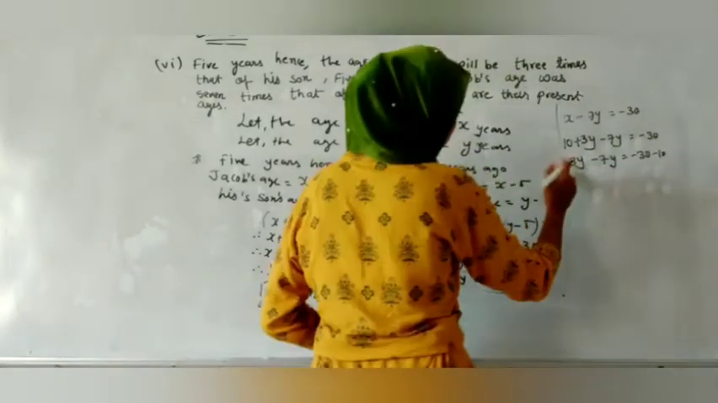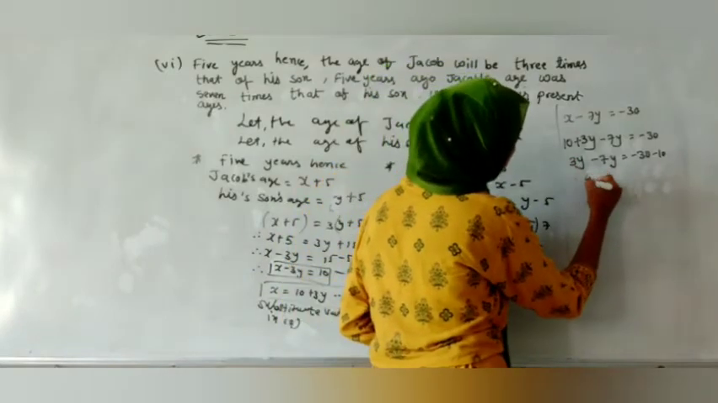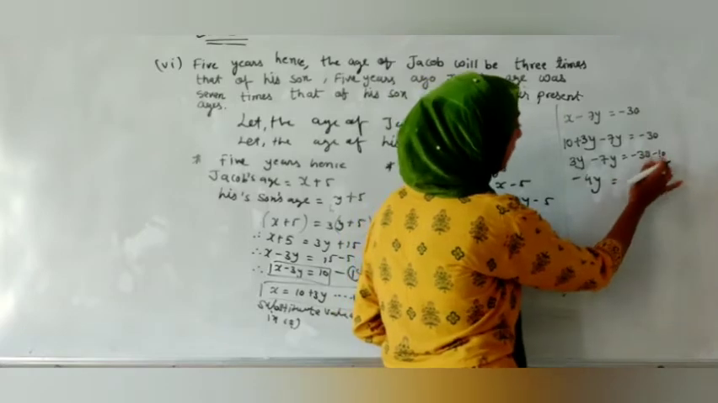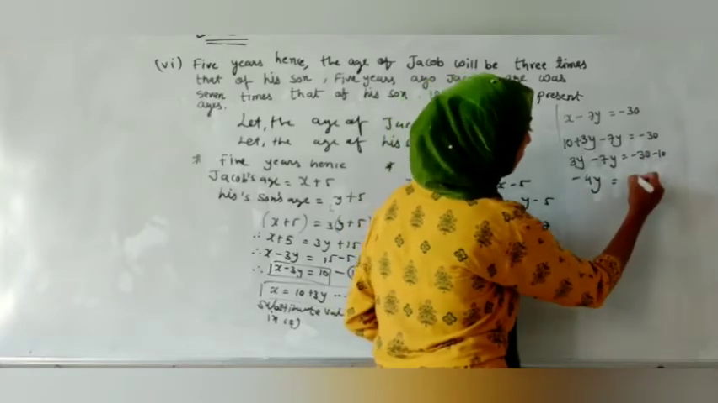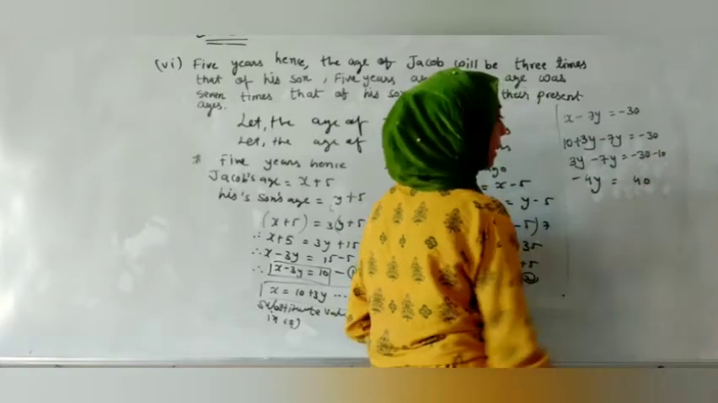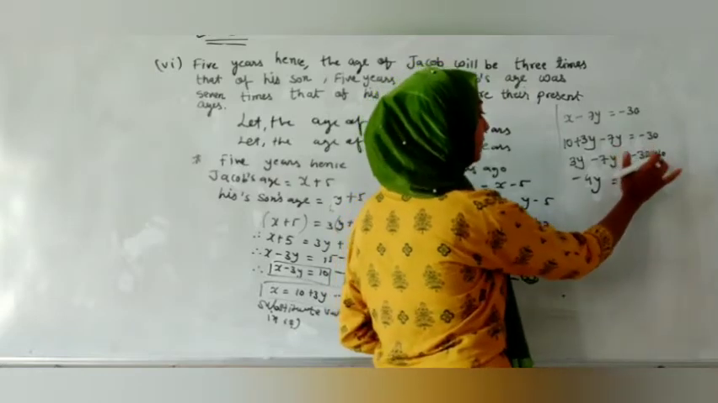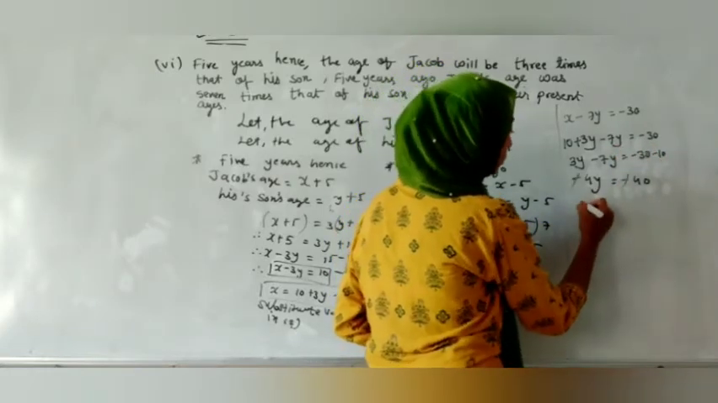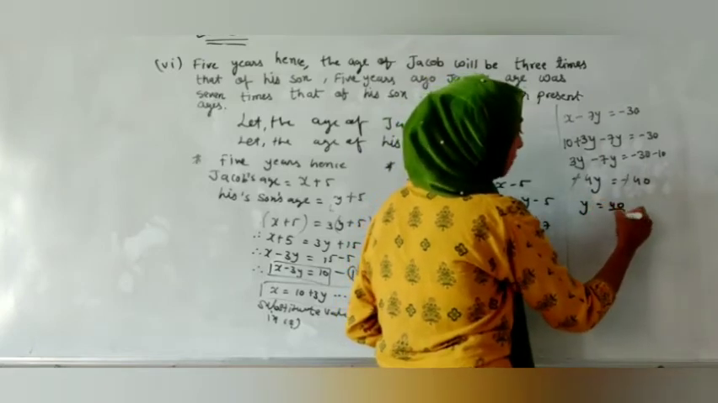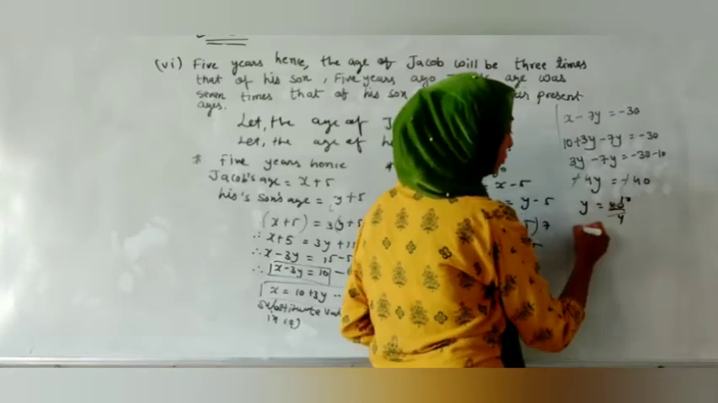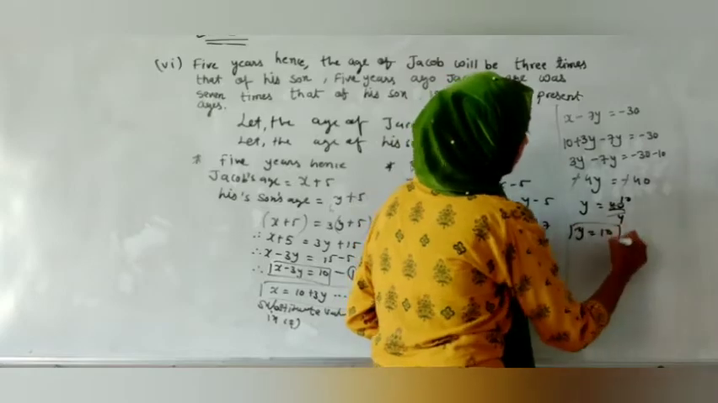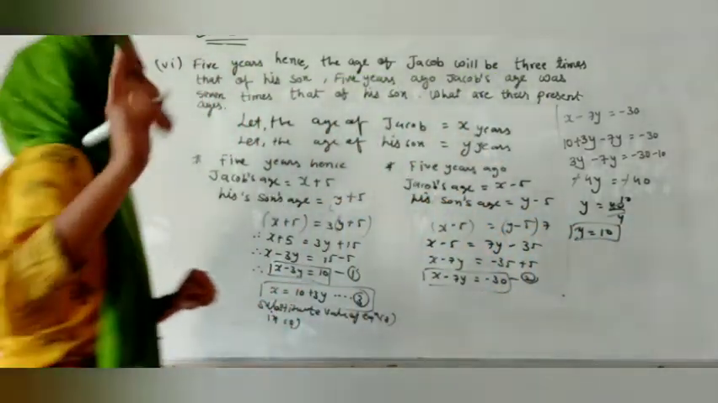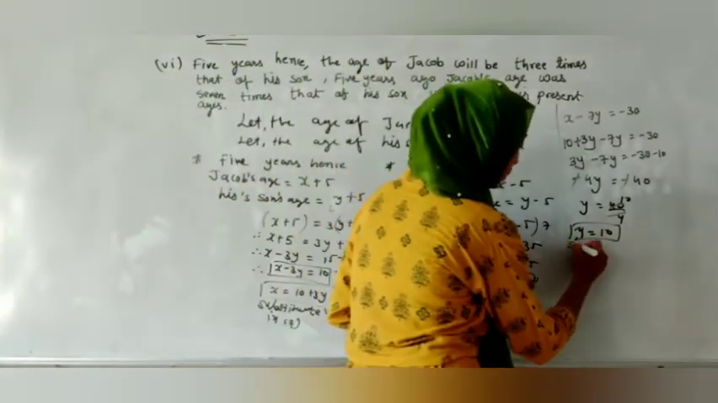Now 7 में से 3 minus होंगे, so it will become 4y, but the symbol of the greater number that is minus will become plus, so it will become 40 because 30 plus 10 will become 40, but again the symbol of the greater number that is minus we will cut out, so it will become y is equal to 40 by 4, then we have to reduce it, so y will become 10.